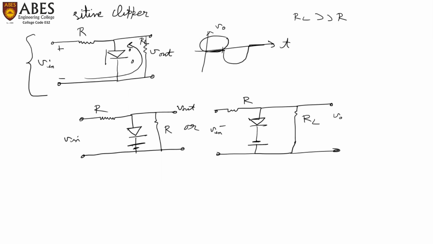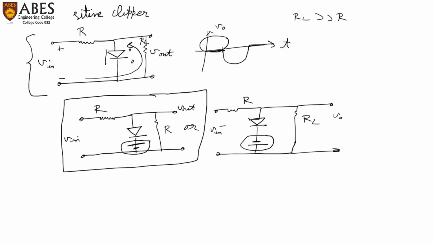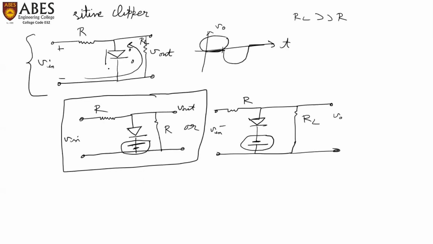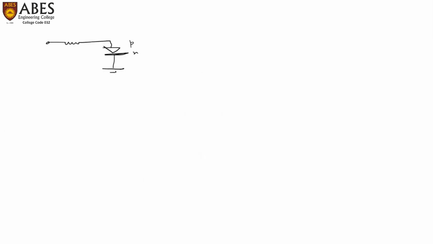So we have two cases: either the battery is connected in this manner or the battery is connected in this manner. So what will be the effect? We will discuss one by one. Let us first take the first half portion, this one. Taking this portion, we are going to analyze the case when the diode is connected with the battery in the manner that the N terminal of the diode, this is N, this is P, is connected to the positive terminal of the battery. Let us say this has some voltage V.